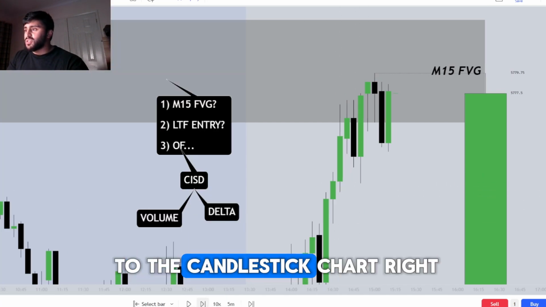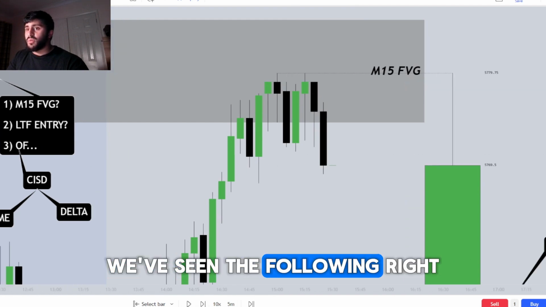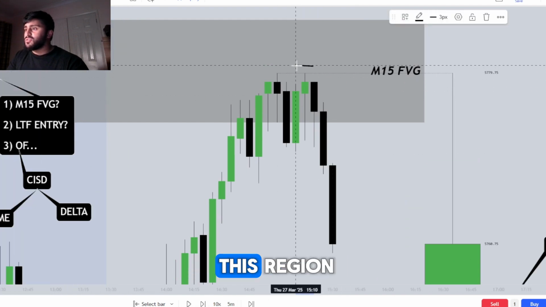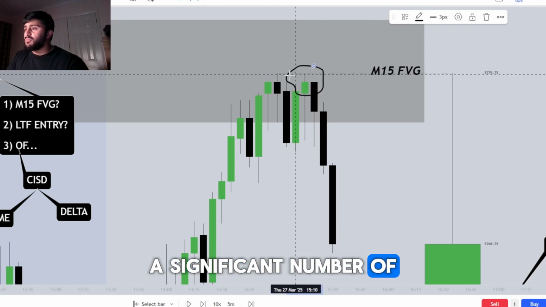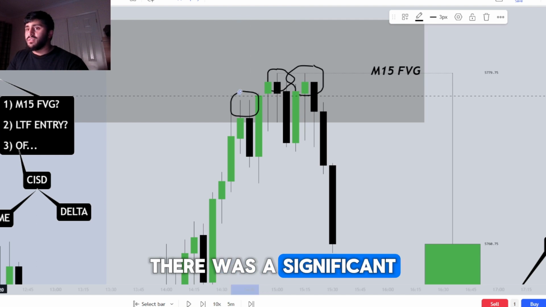If we go back to the candlestick chart, right? We've seen the following, right? We've seen here in this region a significant number of buyers. Just over here, a significant number of buyers. Here, there was a significant number of buyers.